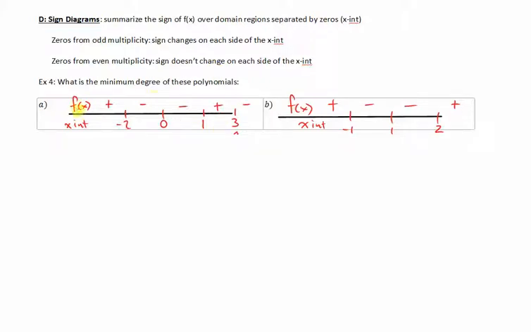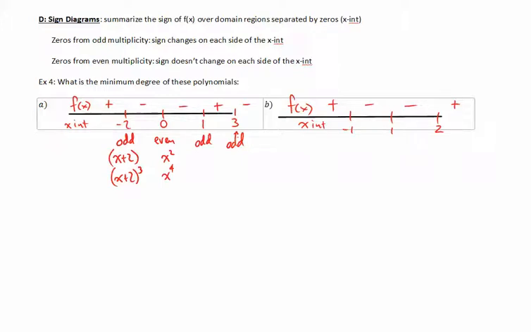So here's a sign diagram. F of x has positive, negative, negative, positive, negative values corresponding to what region it is based on x-intercepts of negative 2, 0, 1, and 3. Now, when I have a sign change here, that tells me that there's an odd multiplicity at x equals negative 2. For example, x plus 2, or maybe x plus 2 cubed, or whatever. When the sign doesn't change, I have an even multiplicity. So that's something like x squared, or x to the 4. Okay, sign change again, so odd, and sign change again, so odd.